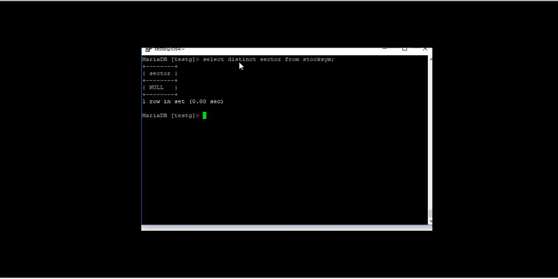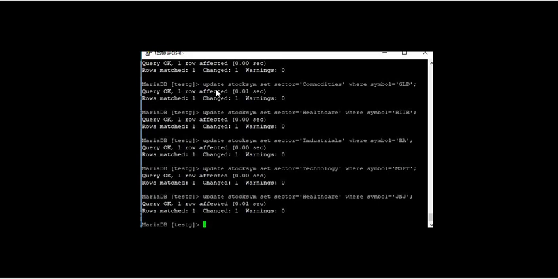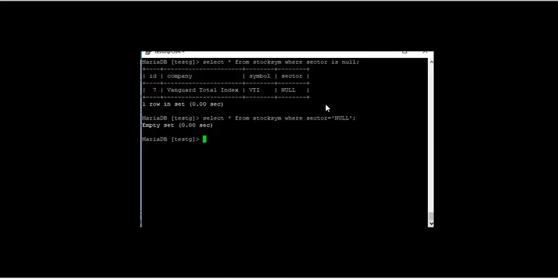Well, let's see. Select distinct sector from StockSymbol. Yeah, there's none. Nobody's got anything in there. So it's going to take a whole bunch of updates. Update stocksymbol set sector equal to commodities where symbol equals GLD, sector equal to healthcare where symbol equals BIIB, and sector equals industrial as well, where symbol equals BA, and so on. We got a lot to do there.